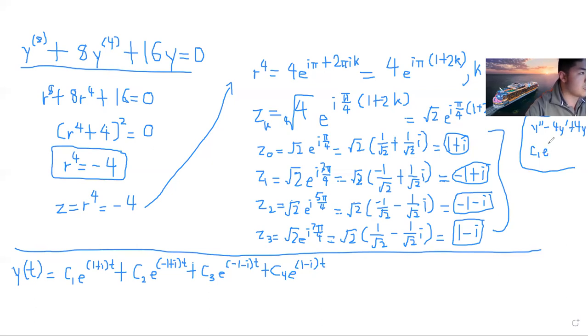Then C1 e to the 2t plus C2 t e to the power of 2t. So you have to do the same thing here. Yeah. So basically, we have to add t to each of these components, multiply by t. So then C5, let's start at the very beginning here. t e to the power of 1 plus it.